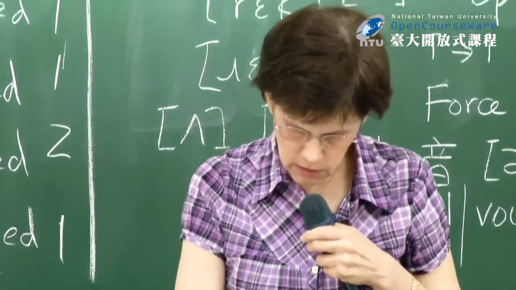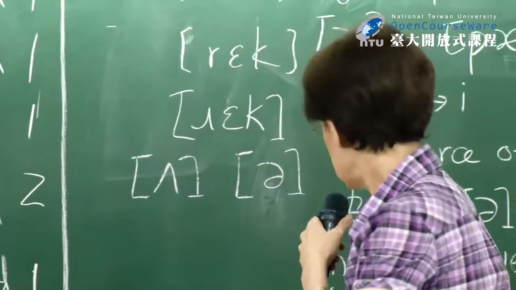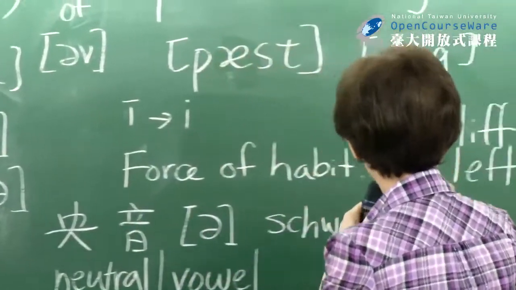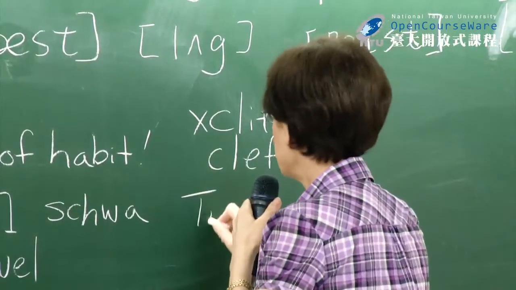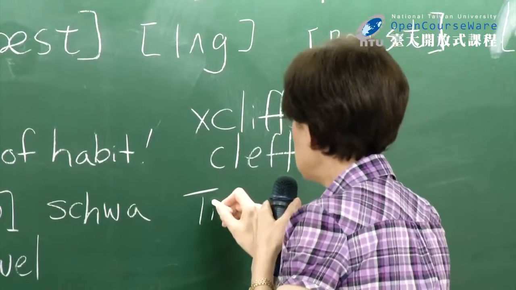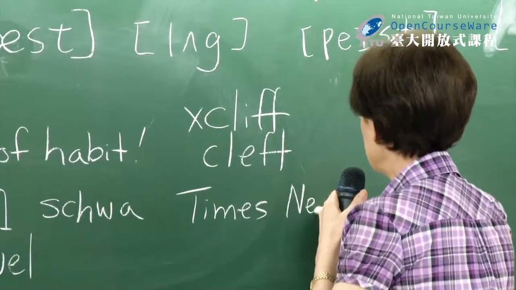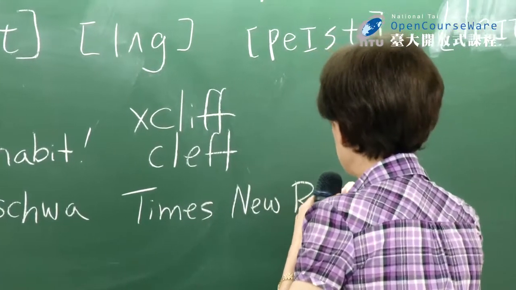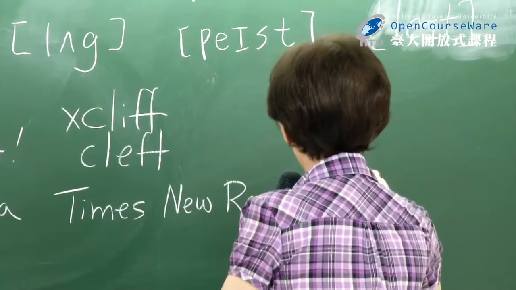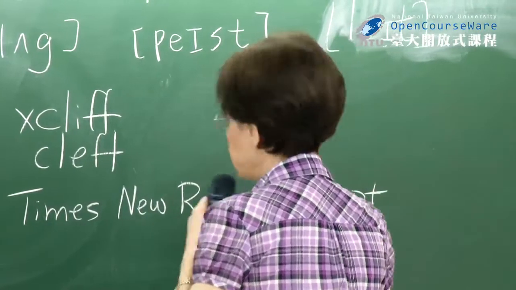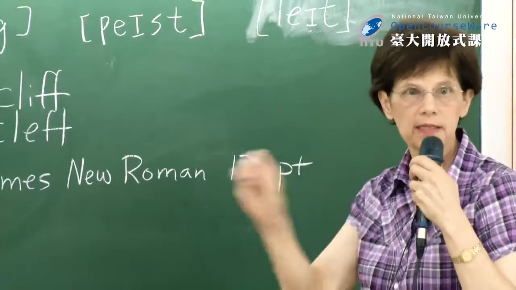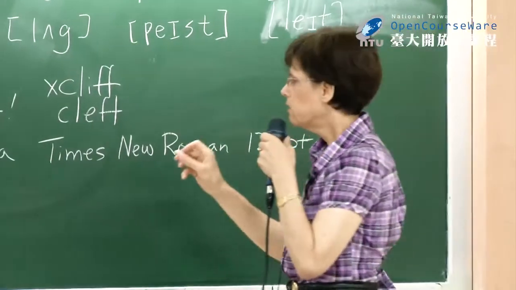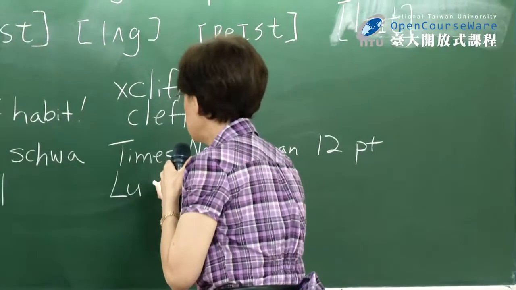A mechanical issue. Always use, for regular spelling, for text, use Times New Roman. 你们那个笔记等啊用 Times New Roman 12 points. PT 是 points, 是指那个字体的大小。Times New Roman, 一般的文字就是用这个。For IPA symbols, everybody note this.